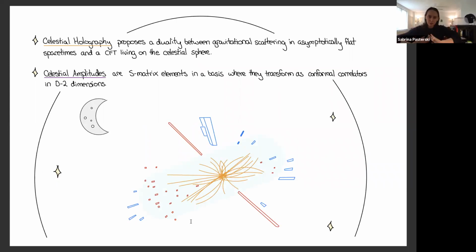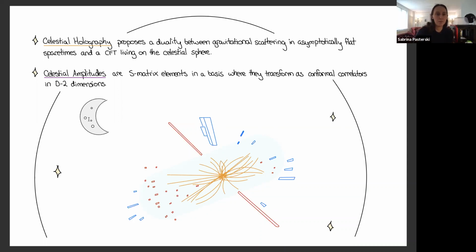So celestialography is this proposed duality between gravitational scattering in asymptotic spacetimes and a CFT living on the celestial sphere. The celestial is the fact that I'm looking at the night sky, seeing light from stars in different directions coming towards me, and that's coming from past null infinity. They're not actually at null infinity, but if you trace back the freely propagating radiation coming towards you, that would go to this boundary component, which I'm going to introduce in a couple of slides.